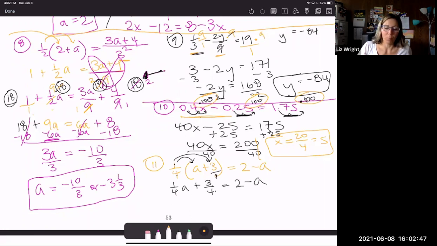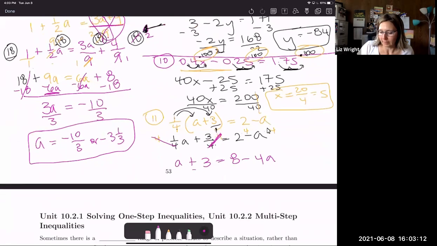Again, what is our least common multiple, or our lowest common denominator? It's going to be 4. So I'm going to multiply this by 4, this by 4, this by 4, and this by 4. So then here the 4's cancel out, and I'm going to get A. And then here the 4's are going to cancel out, and I'm going to get 3 equals 8 minus 4A. Then I'm going to subtract my 3, add my 4A, add my 4A. 3's are going to cancel out, 4A's are going to cancel out.